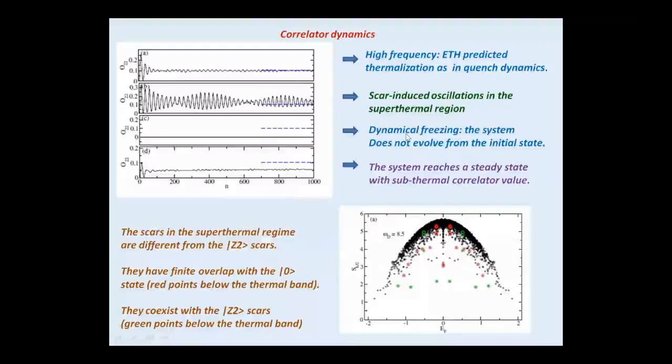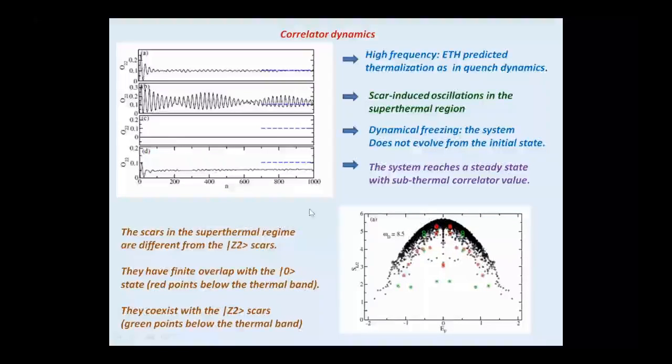And you have a superthermal value of the average. Then at around omega d equal to 8, a little less than 8, I find that the O22 just remains at its initial value. There is no evolution at all, and that value is 0 because you have started from a vacuum state with 0 Rydberg excitation. And finally, for omega d slightly lesser than this 8, what I find is that the system reaches a thermal value, with no oscillations. It reaches a value which is subthermal, which is below the ETH predicted results.